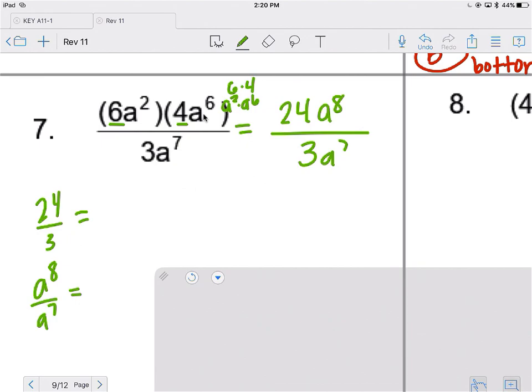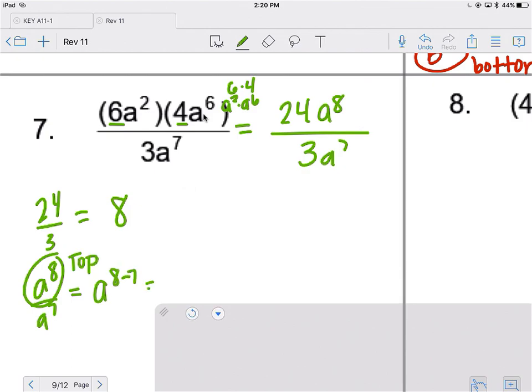So 24 divided by 3 is 8. A to the 8 has more on the top. I subtract because it's a division problem. 8 minus 7 is 1. So 8 is normal. A is on the top. So this is an example where we started with a fraction but did not end up with a fraction for our answer. And that's okay because sometimes you have a lot more on the top and everything is bigger on the top, so it will all work itself out.